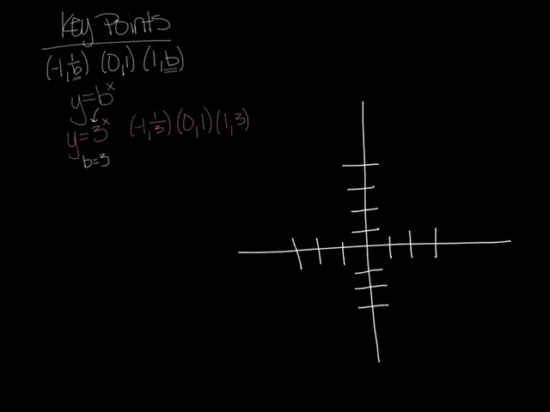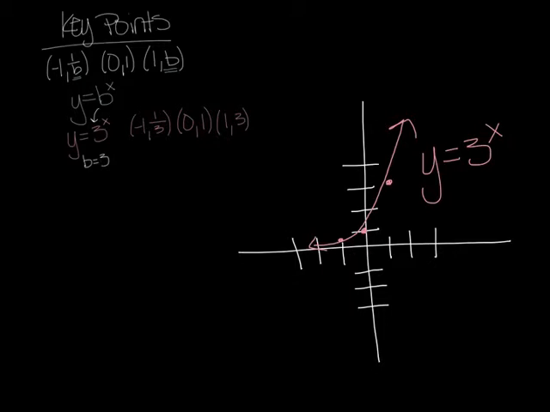Okay, so my first key point, when x is -1, y is 1/3. My next key point, when x is 0, y is 1. And my last key point, when x is 1, y is 3. This is the y equals 3 to the x curve. Pretty sweet, right? Now, what happens if we have that plus c part added on, right?